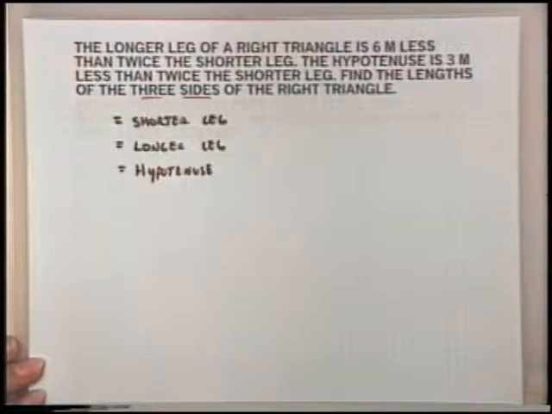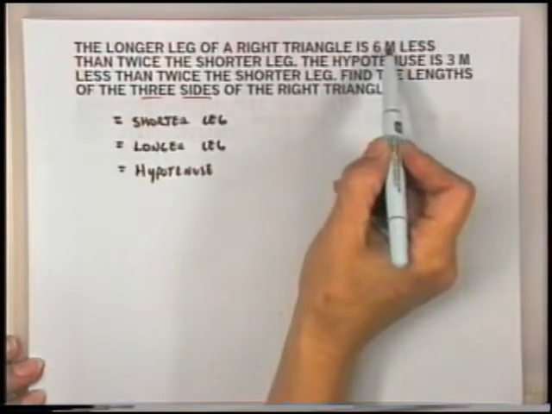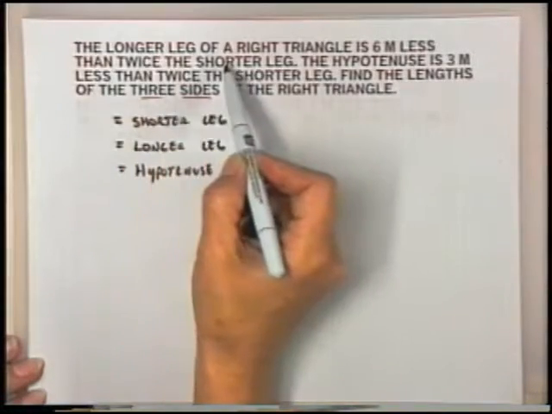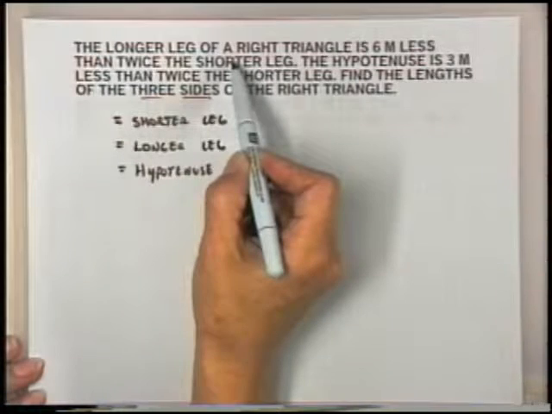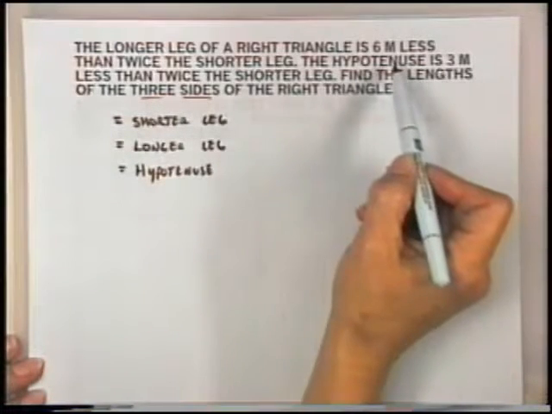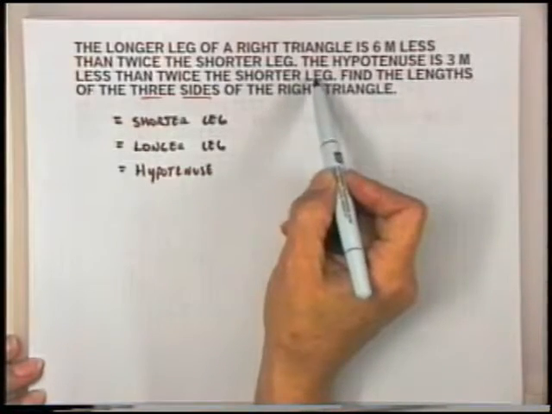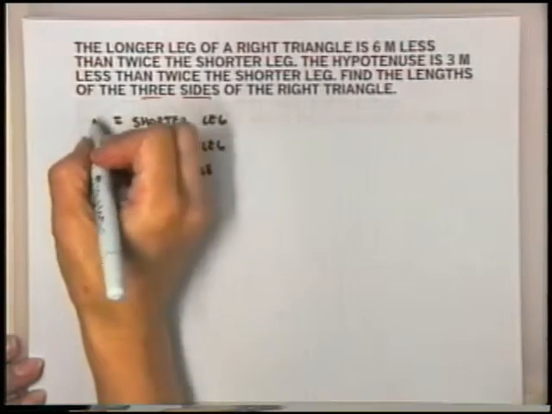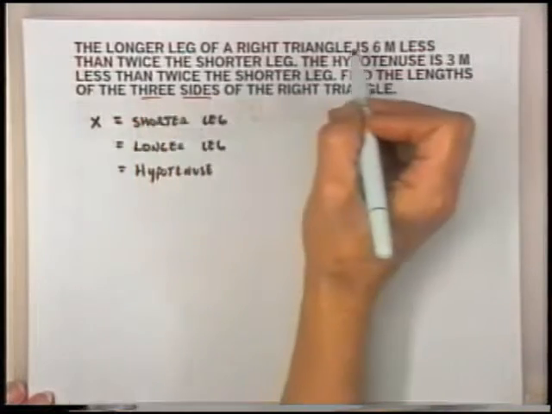Before we choose x to represent one of these, let's look back at the problem. The longer leg is 6 meters less than twice the shorter leg. He described the longer leg using the shorter one. Notice he also describes the hypotenuse here using the shorter leg. So the easiest thing to do will be to let x be the shorter leg.